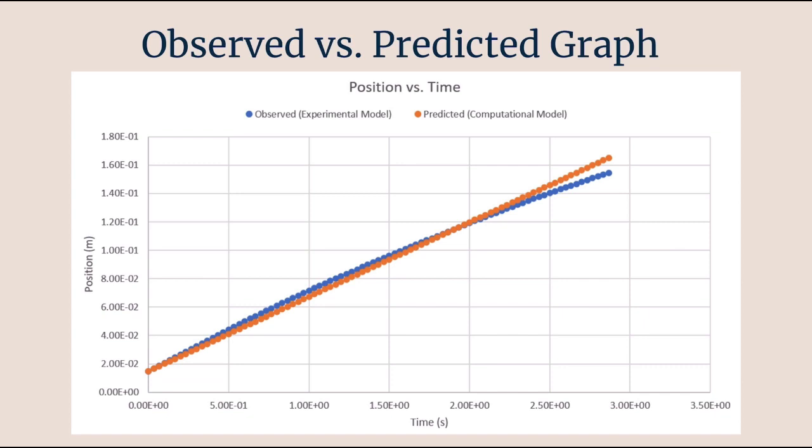And according to Newton's first law, an object in motion will stay in motion unless an unbalanced force acts upon it. In this case, with the experimental model, the unbalanced force is friction acting against the cart's motion, causing it to slow down. But with the computational model, the velocity remains constant because the predicted positions come from the assumption that there is no friction or air resistance acting upon the cart. Without an unbalanced force acting on the cart in the computational model, the net force remains equal to 0 and the cart continues to move at a constant velocity.